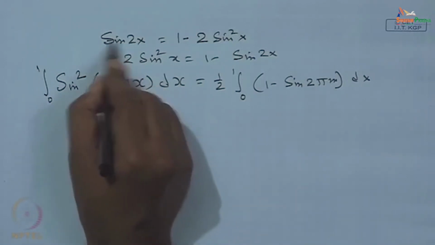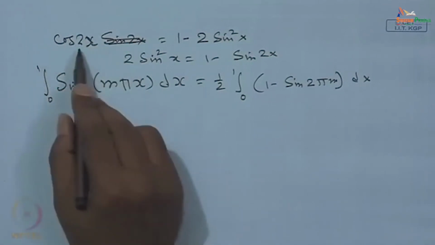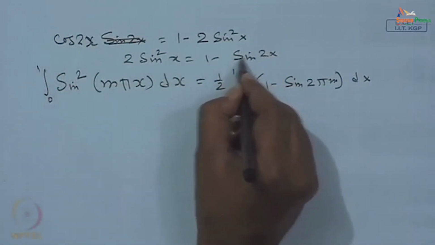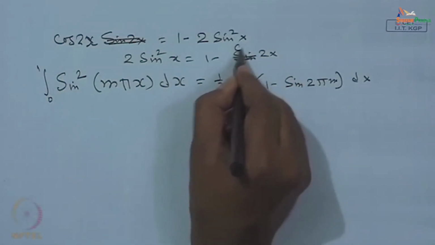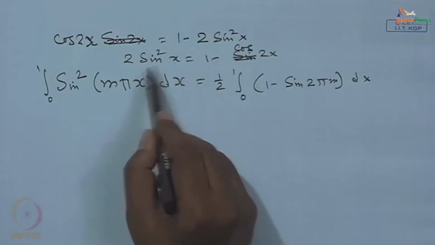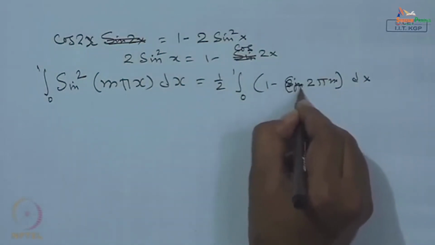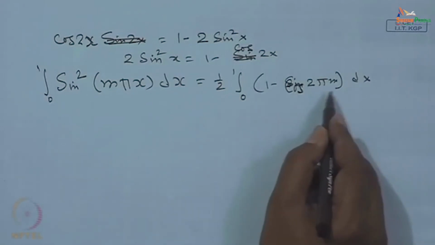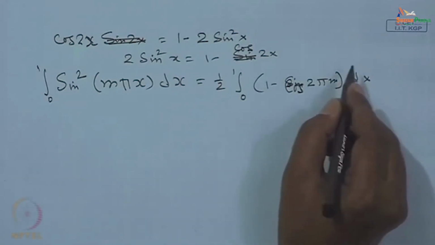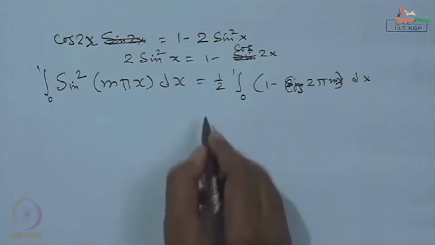There is a mistake here. So, cos 2 x is 1 minus 2 sin square x. So, 2 sin square x is nothing but 1 minus cos 2 x. So, in place of 2 sin square m pi x, I substitute 1 minus cos 2 pi m x, dx. So, carry out this integration.